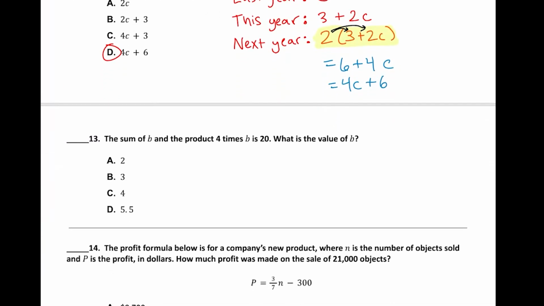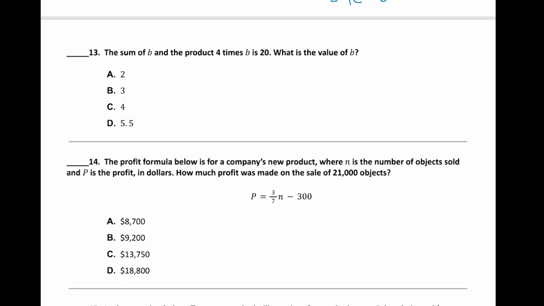Number 13 says the sum of B. Okay, so hold on here. The sum means we're going to add two things together. B is going to be one of the two things. And the product, that means we're going to multiply something, 4 times B.